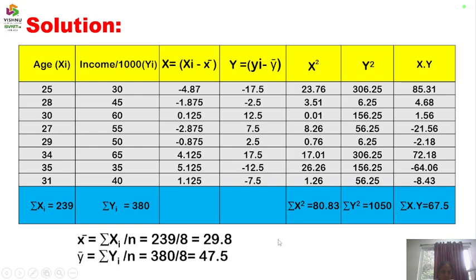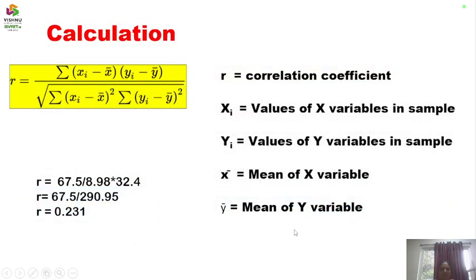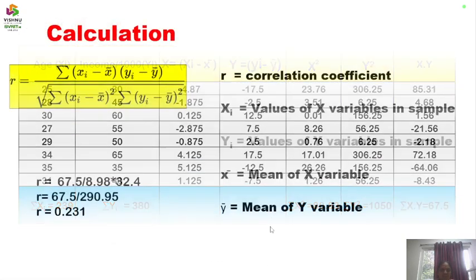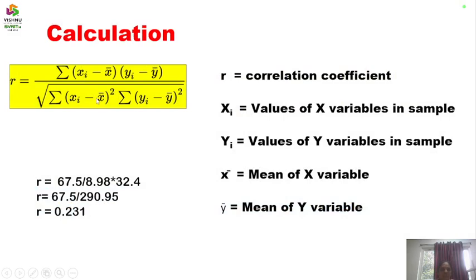We are getting the x bar value as this and the y bar value as this. And this is the formula where you are going to use x bar and y bar in fraction form. That's the reason we are supposed to use the correlation coefficient. We are finding the differences between the two variables.